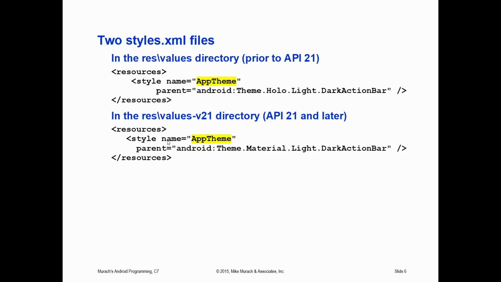The styles.xml file, which must be in the res/values directory, is applied to all API levels unless you override it with your own.